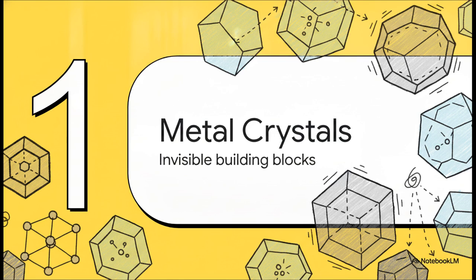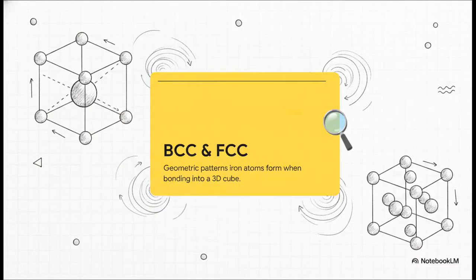Part 1. Understanding metal crystal structures, the invisible building blocks of steel. To really grasp metallurgy, especially if you're gearing up for your certification exams, we first have to picture how these structures exist in 3 dimensions. I want you to imagine atoms acting like ping pong balls, stacking together to form perfect microscopic cubes. Establishing these acronyms right off the bat clears the path for us. BCC stands for body-centered cubic, and FCC stands for face-centered cubic. These are the 2 fundamental geometric patterns iron atoms form when they bond together.